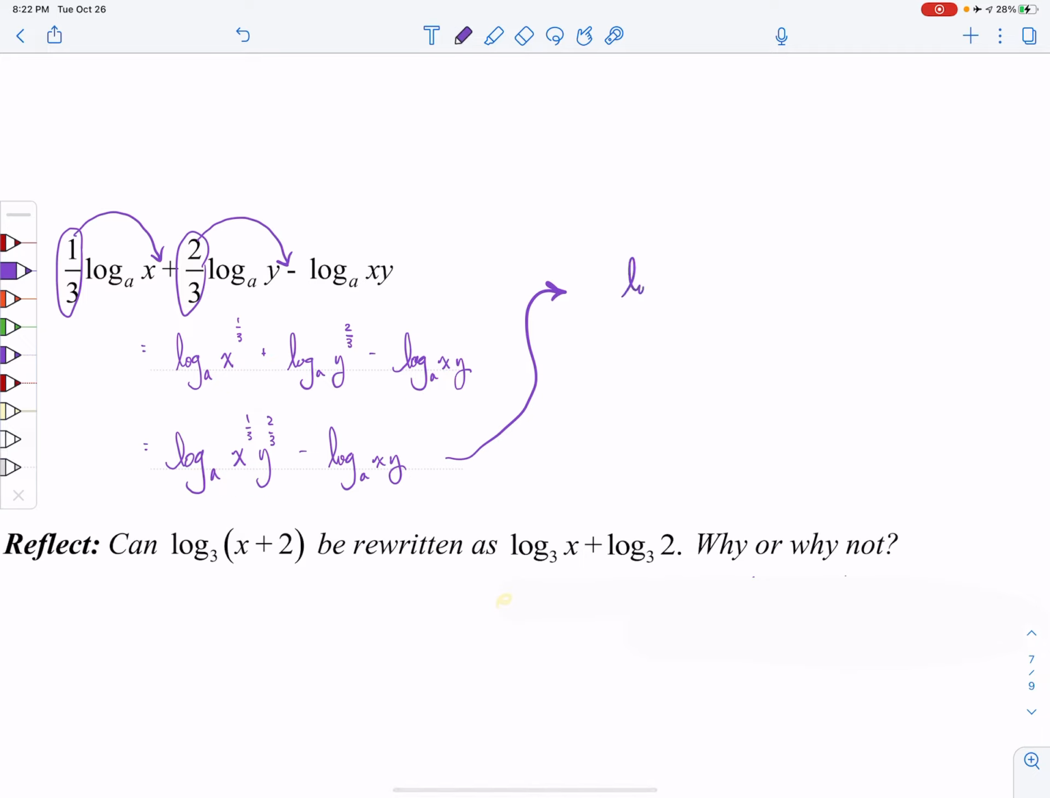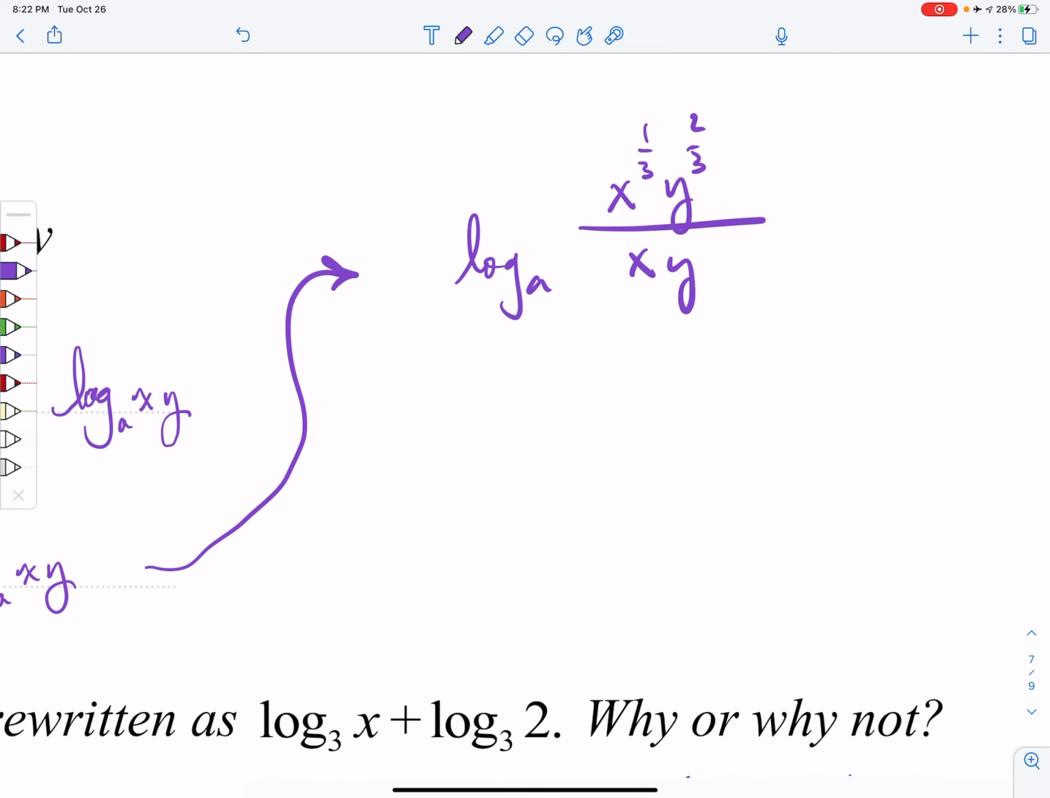So this is going to be log base a of a top, x to the 1/3, y to the 2/3, over the bottom, xy. So at this point, I have done what I was asked to do. I have a single log, but there's more cleanup that I can do. So remember that rule back from some of your pre-algebra, Algebra 1 days that said when you're dividing like bases, all you have to do is subtract the powers. And so I'm going to do 1/3 minus 1. And 1/3 minus 1 is negative 2/3. Okay, so I leave the base alone and I just subtract the powers.